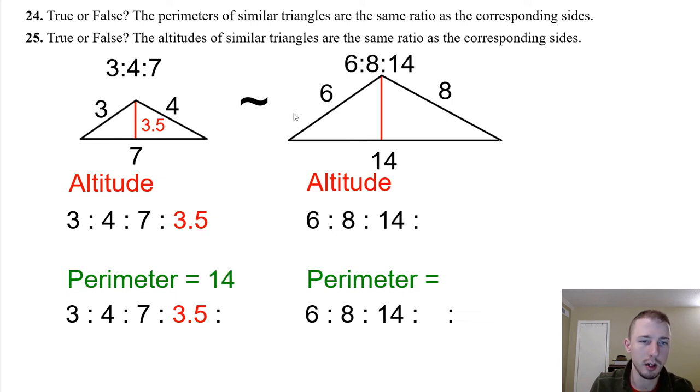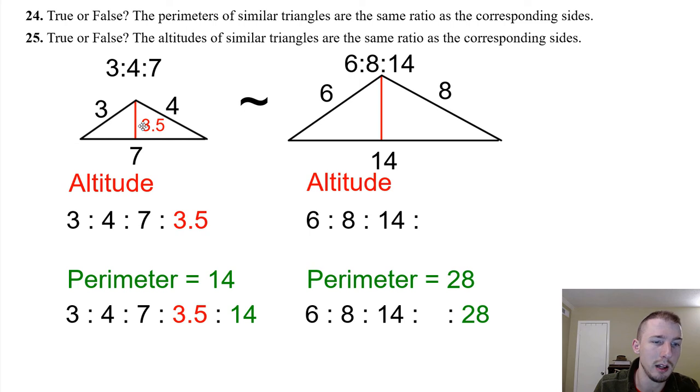And over here, whenever I go from 3 to 6, I'm doubling all the sides, right? So 3, 4, and 7 are all doubled to 6, 8, and 14. So my perimeter is going to be doubled as well, essentially. So that's going to be 28. So yes, the perimeter is going to be the exact same ratio, 1 to 2 in this case. So that is going to be true.